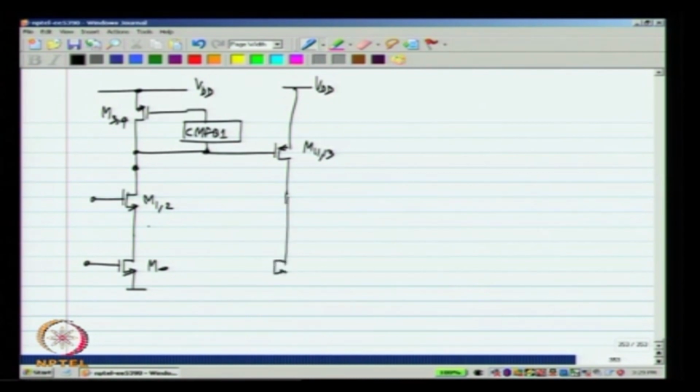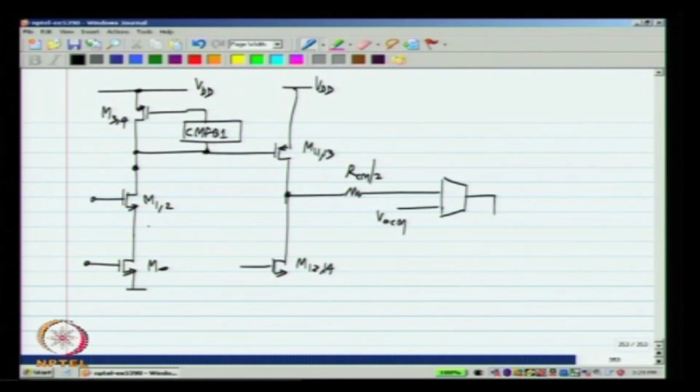And we have the loads M12 and M14. So, we have the common mode detection, and like I said, we will use a resistive common mode detector. So, we have R by 2 here, maybe I will call it RCM by 2, and that has to be compared with VOCM and fed back to the gates of M12 and M14.